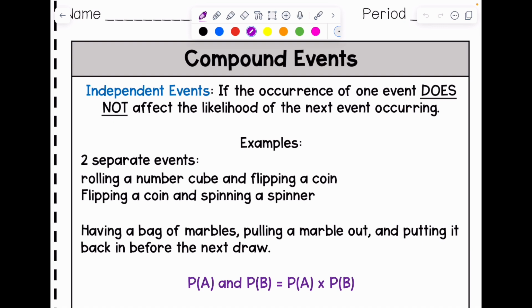What we've looked at so far is just called simple events. So that would be one event happening. So maybe you roll one dice or you spin a spinner and you're figuring out a probability based off of that. When we talk about compound events, we're actually talking about two or more events. And so there's two types of compound events. There's something called independent events and then dependent events.